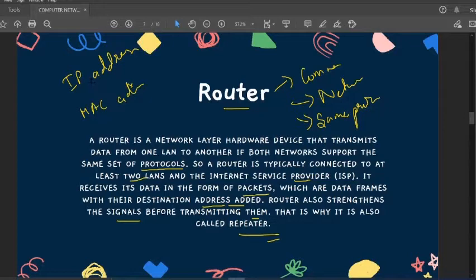IP address is also known as the logical address. So the router is working on the logical address, or the IP address. The destination address that is being added is the IP address, not the MAC address. In a bridge, we are going to see that it works on the MAC address. Also, the important part is that the router works on the network layer. I'm going to tell you about all 7 layers, what the network layer is and what the data link layer is.